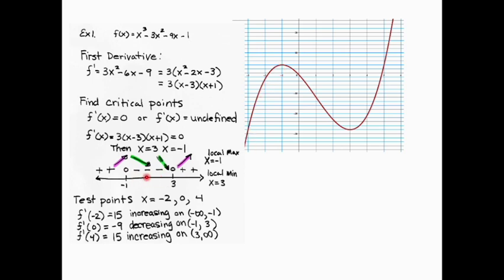Then we pick a test point between -1 and 3. I personally like to use 0 whenever I can because it makes the arithmetic easier. So on this interval, I chose my test point to be 0. When I plugged x is 0 into my derivative, the answer was -9, which means it's going to be decreasing on this interval between -1 and 3.